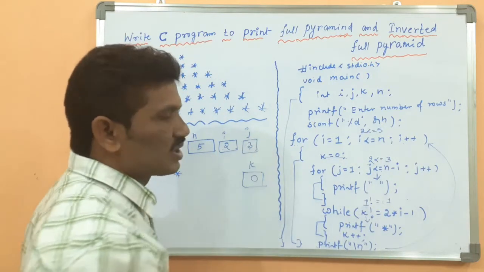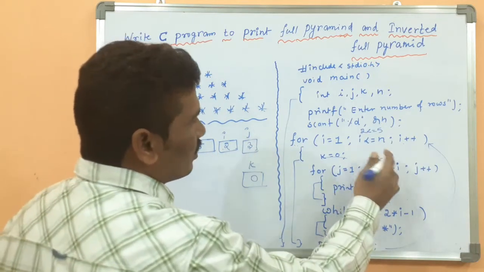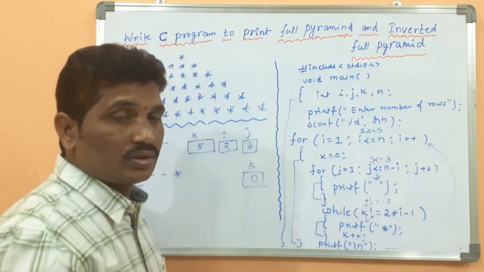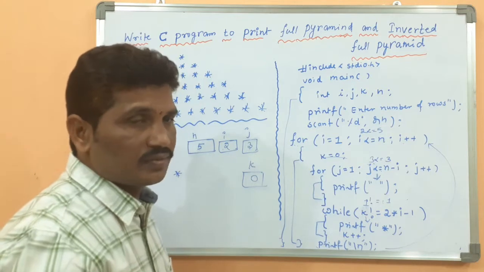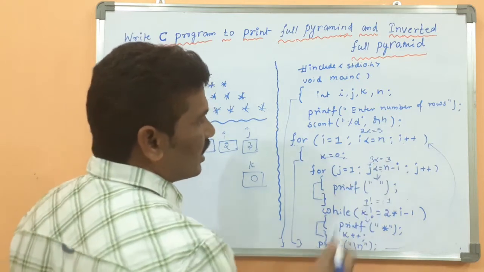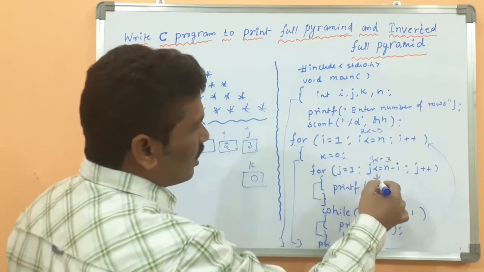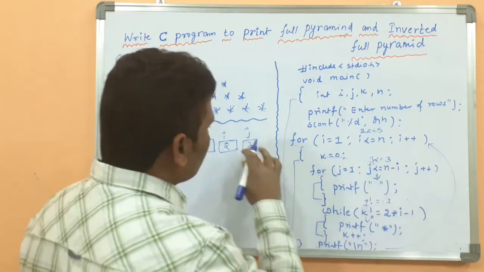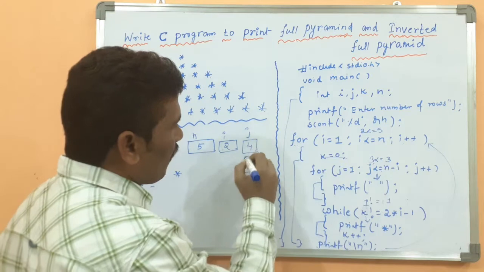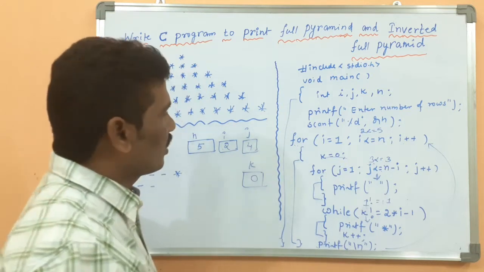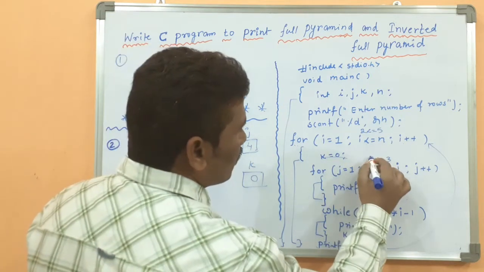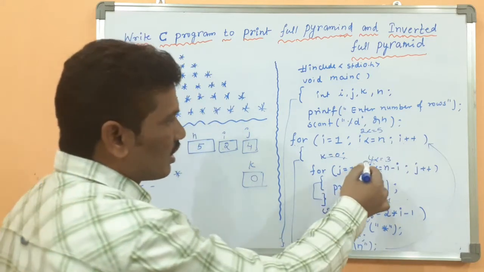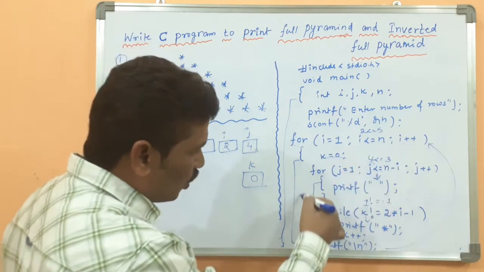The j value becomes 3. 3 less than or equal to 3, the condition is true. Then control comes to here. Another space should be printed. Then the j value is incremented by 1. The j value becomes 4. Then 4 less than or equal to 3, the condition returns false. Then control goes out of the loop.